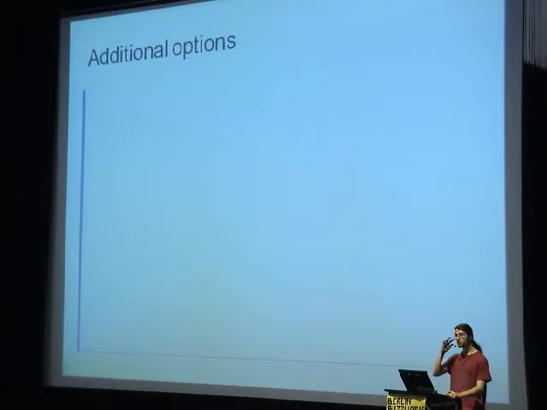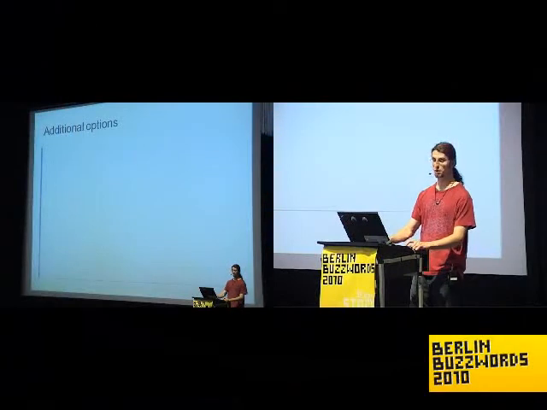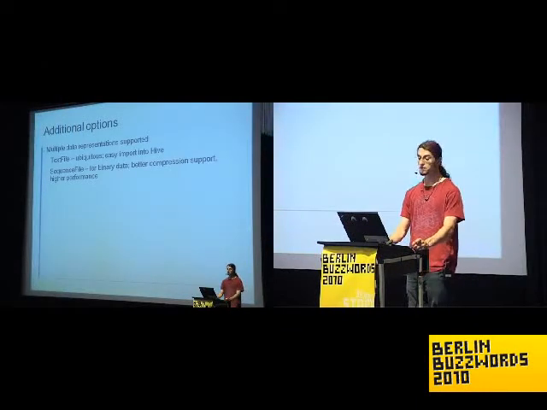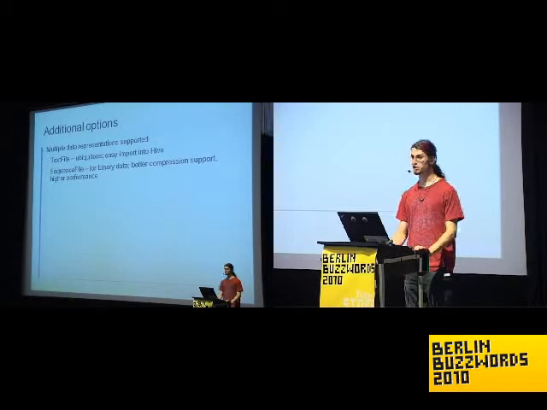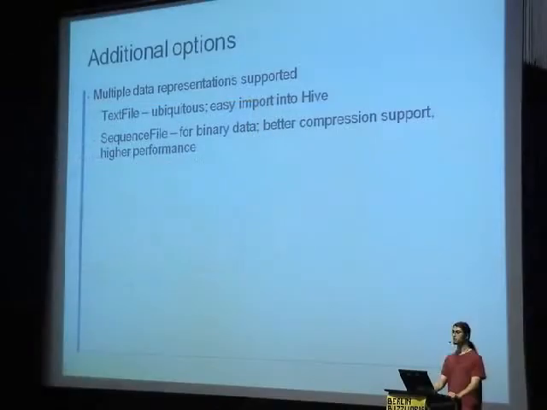There's a number of additional features in Sqoop that provide fine-tuned control over how we work with the information. As mentioned, multiple data representations are supported. You can get your data into HDFS in text files. This is the most basic mode. It's ubiquitous. You can inspect it on your own console. And you can easily import this into other systems like Hive that also know how to interpret delimited text files.